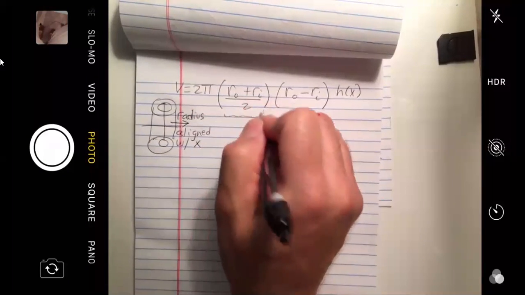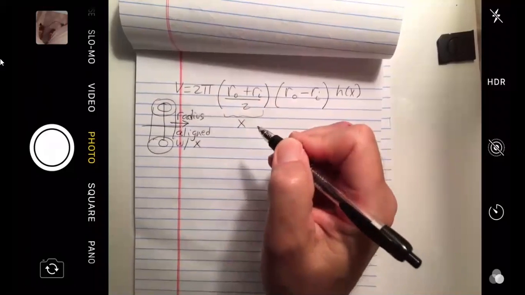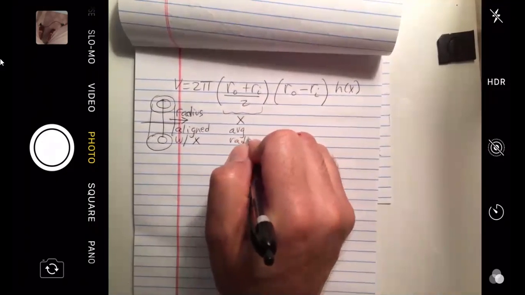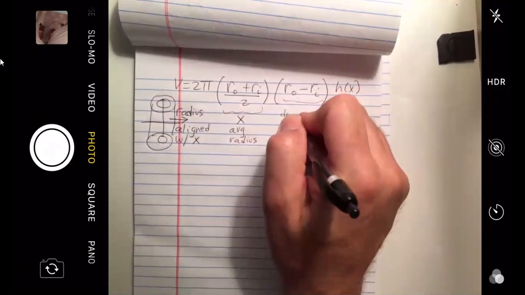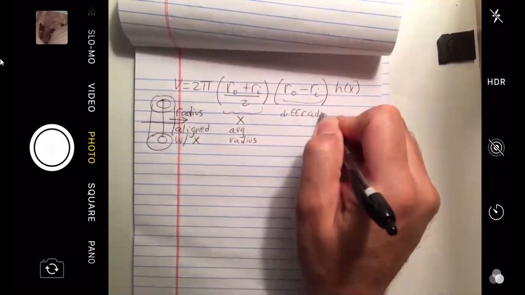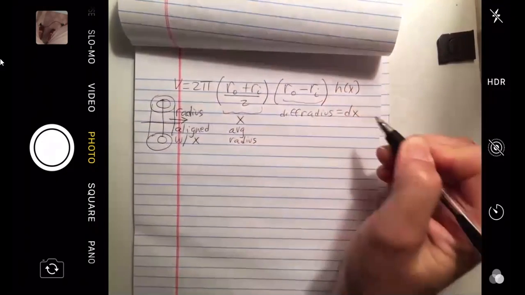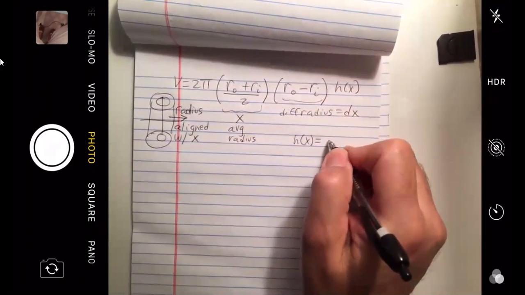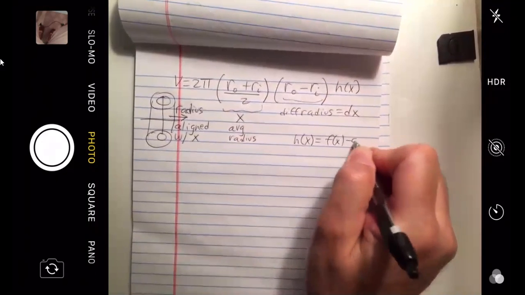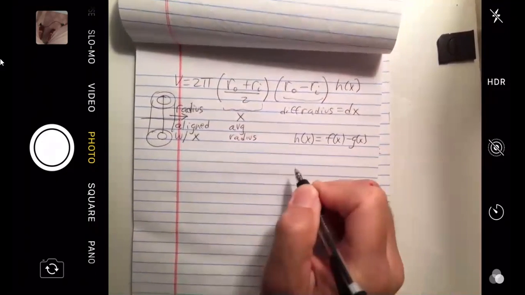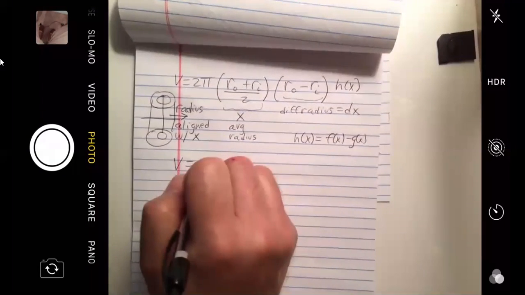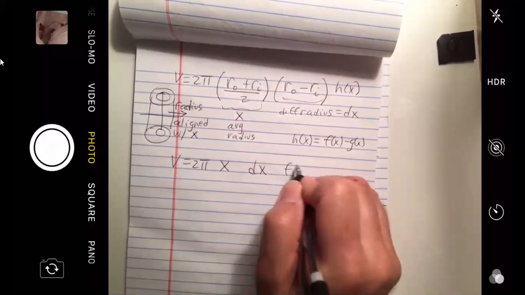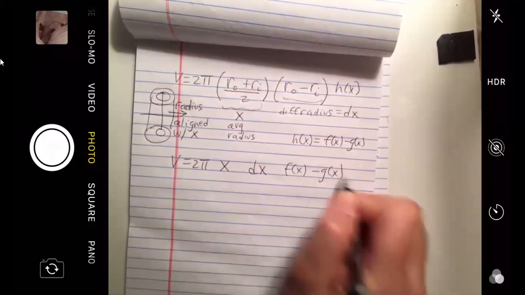So I can literally call this x. It's your average radius. This differential radius, I can call dx. And if you remember, the h of x was the difference of f and g, f of x minus g of x, in effect, the height of the region. Plugging all that in, 2 pi x dx f of x minus g of x.